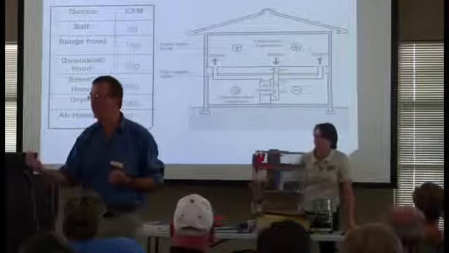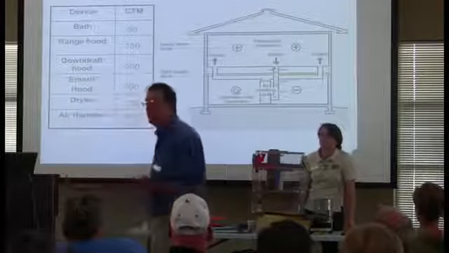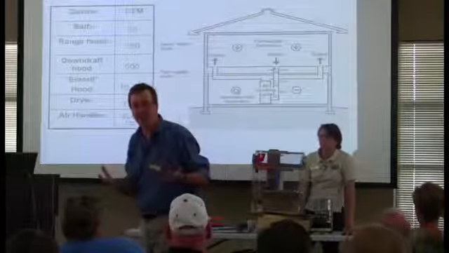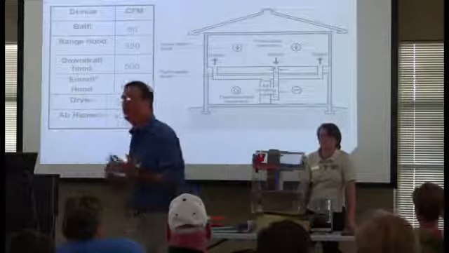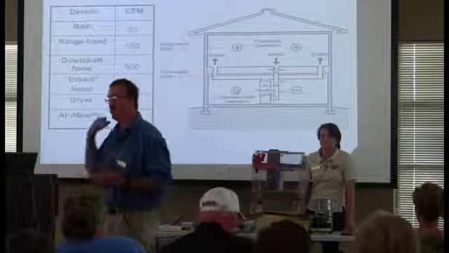150 CFM has to come in. Where's it coming in from? The main part of the house. Does that make sense? Okay, so this is a definite case where that fan can really drive infiltration. So how do we fix this problem?